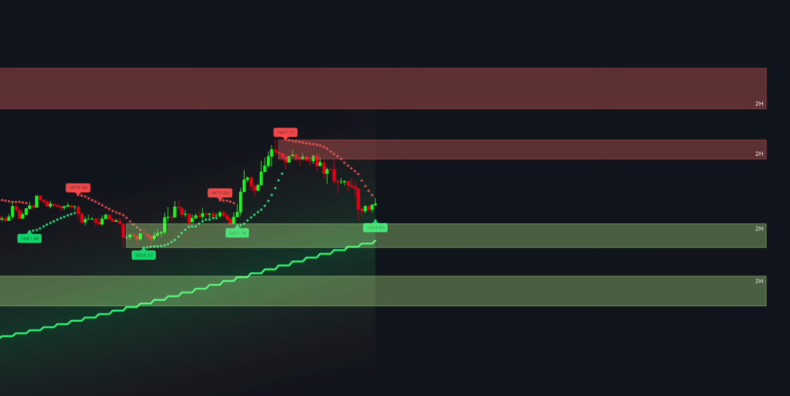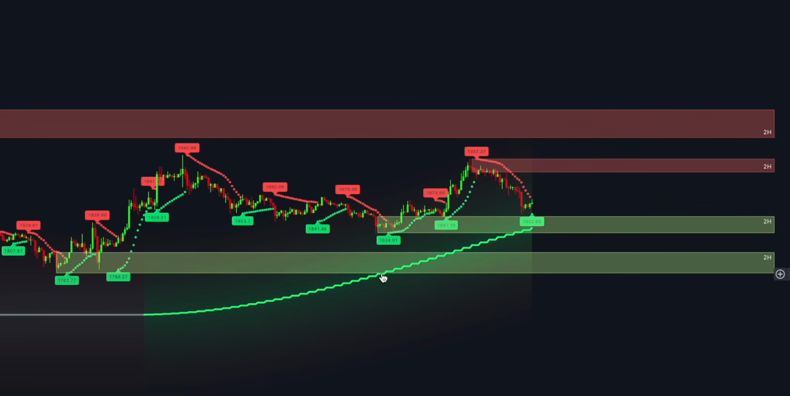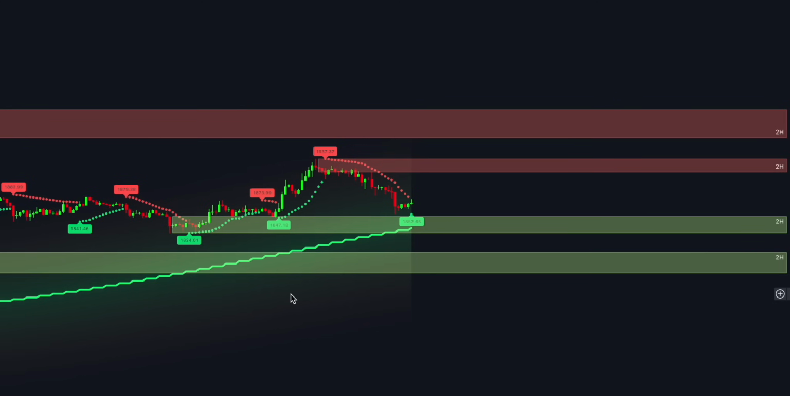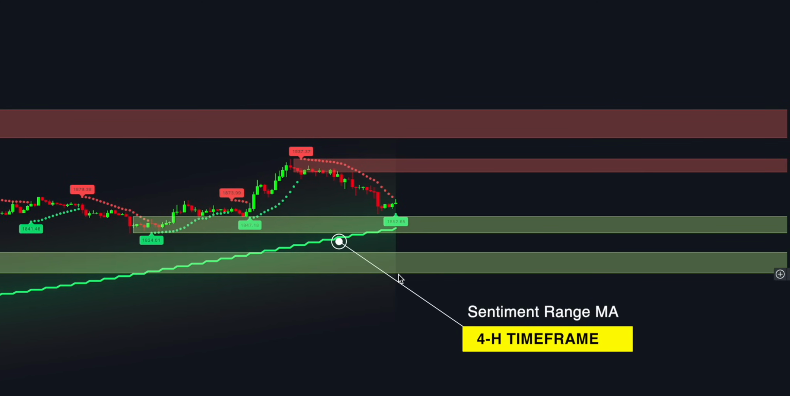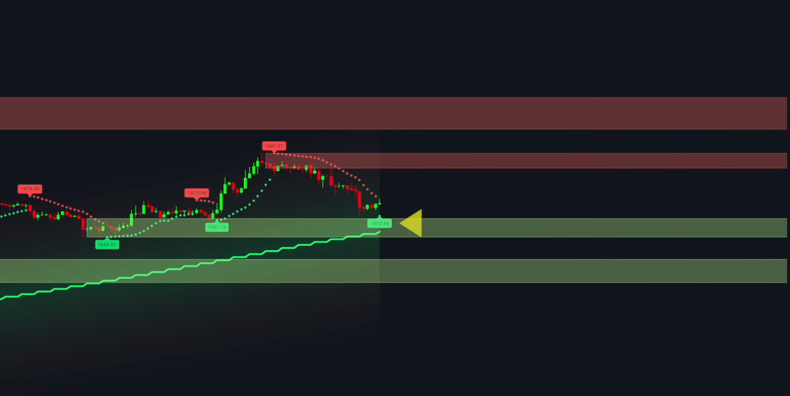In order to decide whether to purchase the security, you must ensure there is an upward trend in the market. An upward trend is present when the price is moving above the sentiment range MA and the line is green. Remember, the moving average should be at least 2 time frames higher than the current time frame. This way, we can make sure the long-term bias is strong. If the trend is positive, it's time to wait for a buy alert.